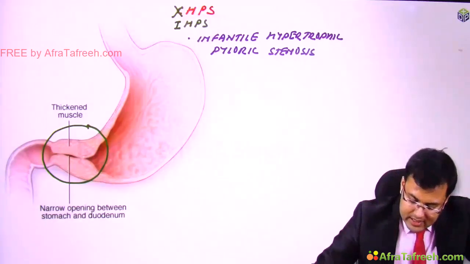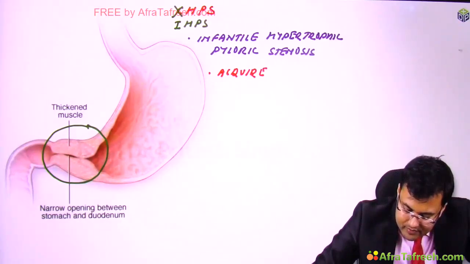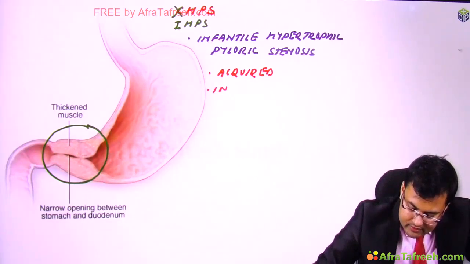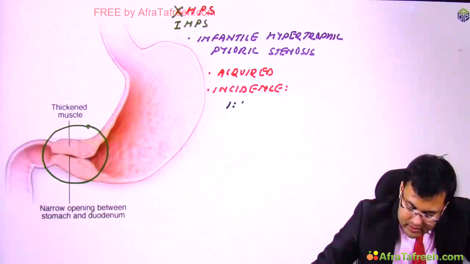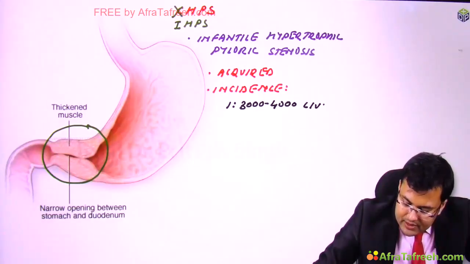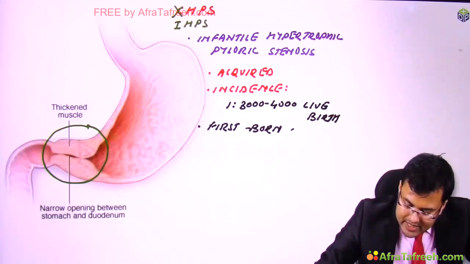First point, it's not congenital, it's acquired. What's the incidence? Incidence is 1 in 3000 to 4000 live births. Here, firstborn males are most commonly affected.